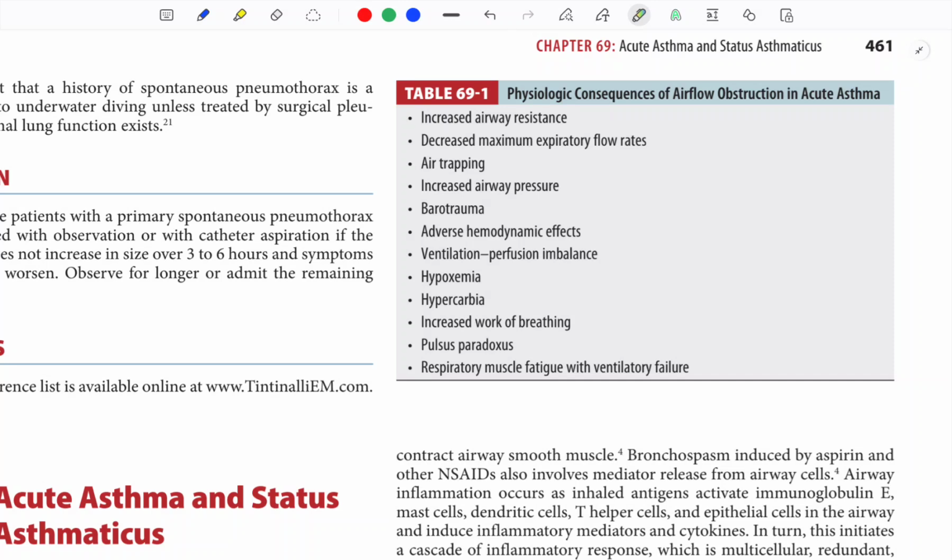What is pulsus paradoxus? Normally systolic BP falls during inspiration, but in pulsus paradoxus there is an exaggerated fall in SBP during inspiration of more than 10 mmHg. So paradoxus is more than 10 mmHg fall in SBP during inspiration. It is seen in asthma.